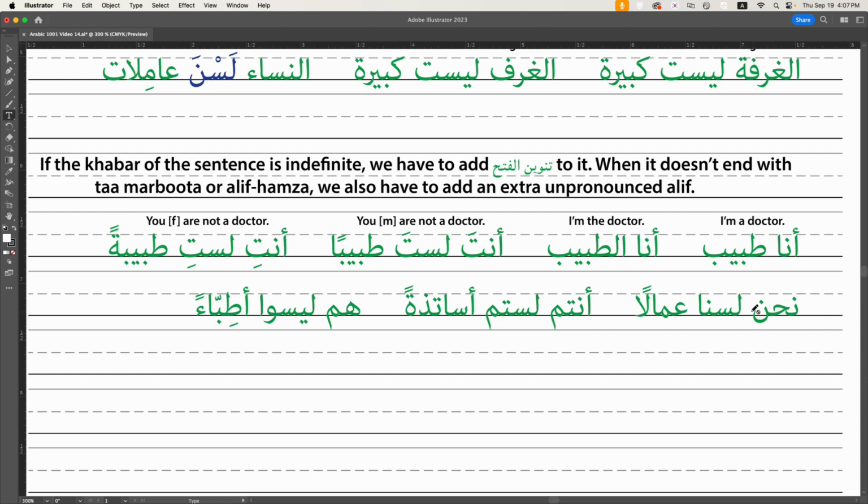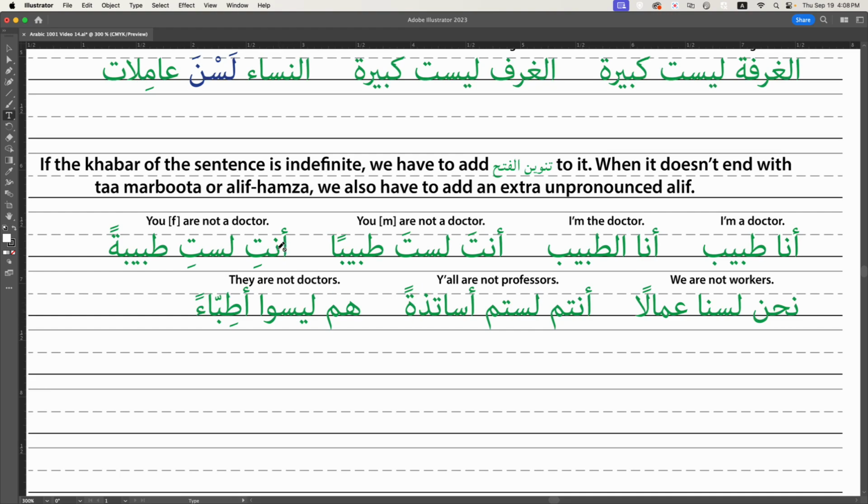So, nahnu lesna umalan. So, umal is workers. We are not workers. Only here, because the word ends with alif, we add tanween al-fath, and then we have to add the extra alif, turning it into the lam alif character. So, as we say a lot, thanks Arabic for being this complicated. So, we are not workers, is what's being said here. Antum lestum, y'all are not asatidhatan. So when we have ta marbuta above ta, or when we have tanween al-fath above ta marbuta, we hear the ta in ta marbuta.